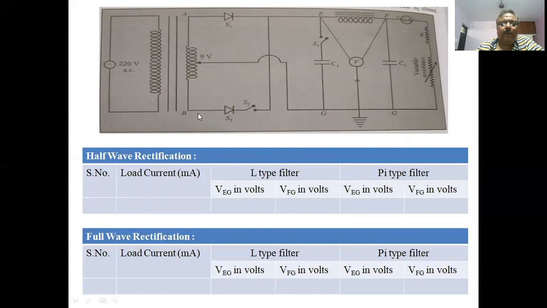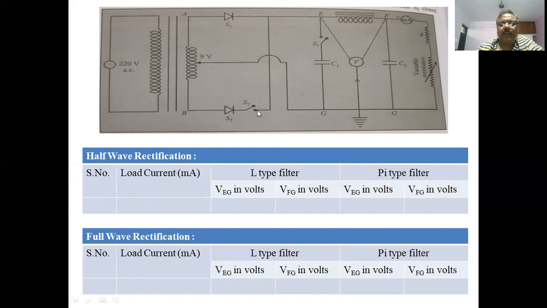There are three output ends of the transformer. These two are the positive ends, and there is a central tapping that is connected to the ground. For the first half cycle, this end is positive, and for the second half cycle, this end is positive.